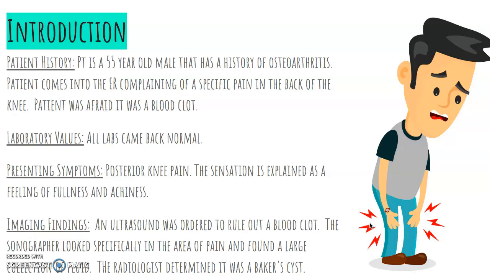So there is a patient, he's a 55-year-old male. He came into the ER. He has a history of osteoarthritis. He came in because he had an acute pain on the back of his knee. The patient was afraid that he was having a blood clot. The labs came back normal. The main symptoms he had was the main pain behind his knee, and he explained it feeling full and kind of achy. So an ultrasound was ordered to rule out the blood clot.